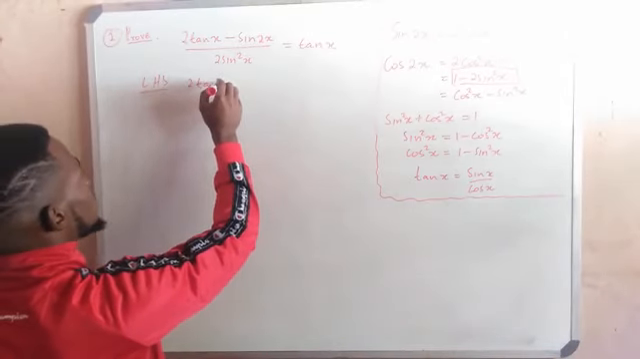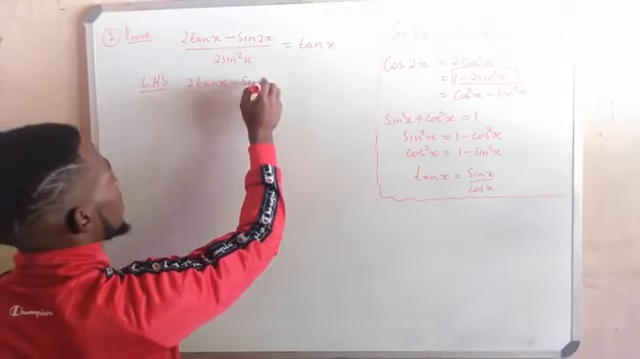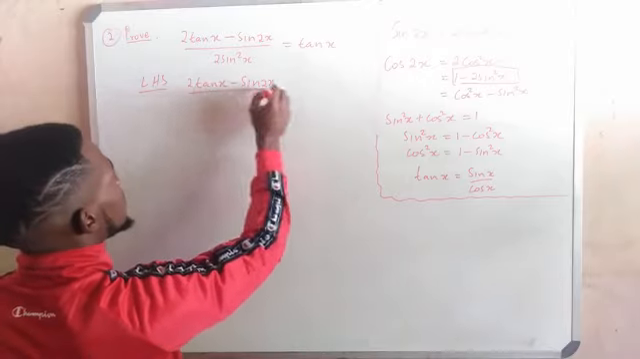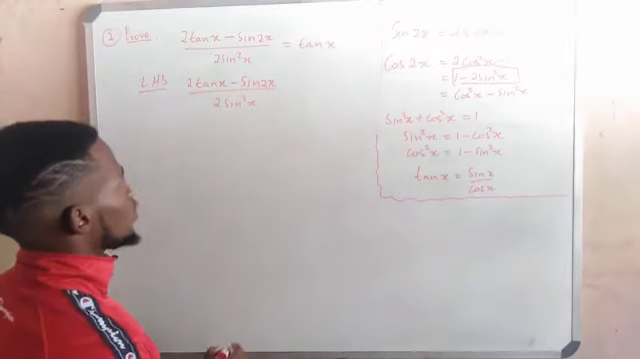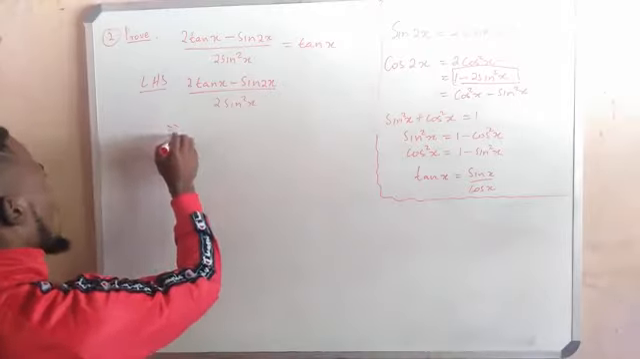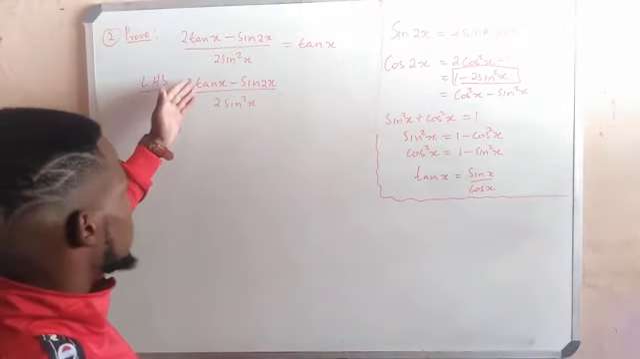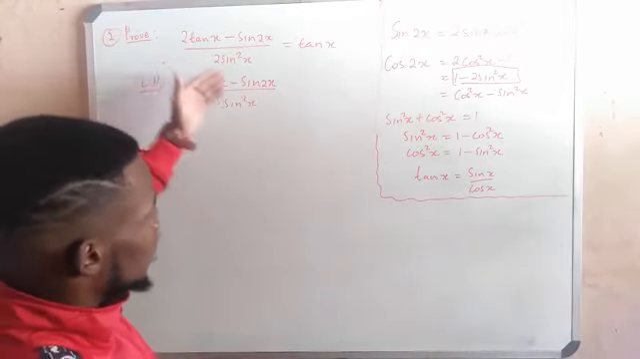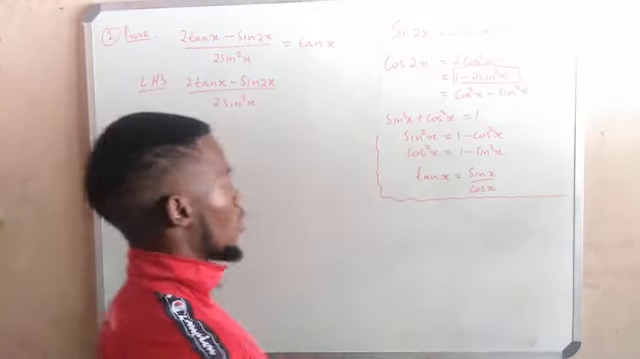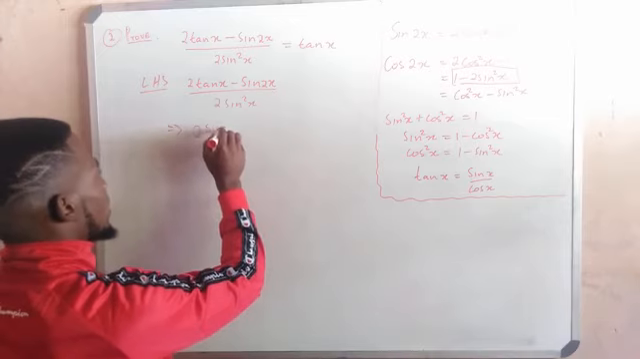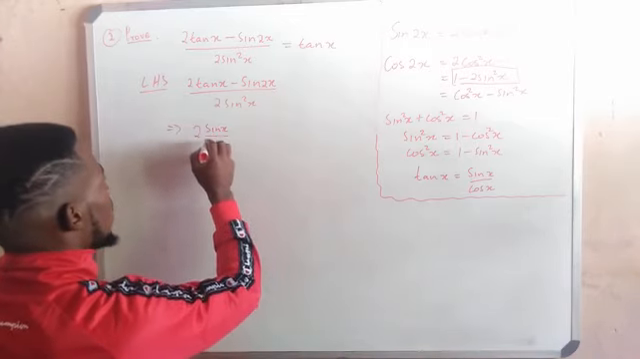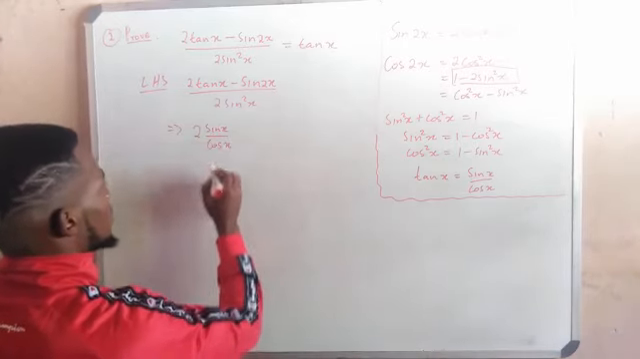The left hand side being 2 tan x minus what? Minus sine 2x, all over 2 sine squared x. Now remember the grade 11 identity. It says to us where you see tangent, you must change it to sine x over cos x. So we have 2 what now? Sine x all over what? All over cos x.